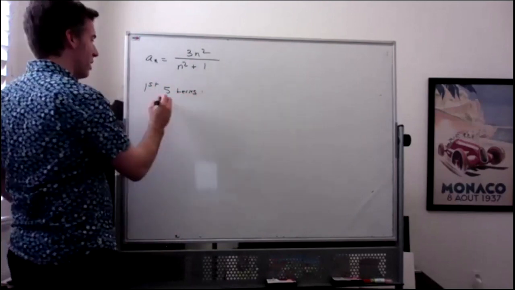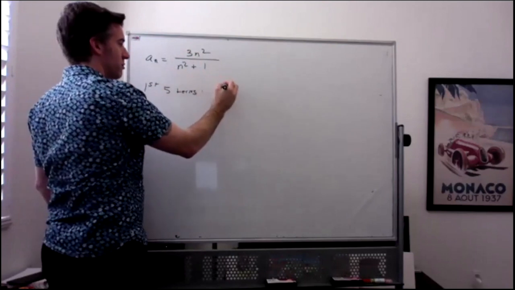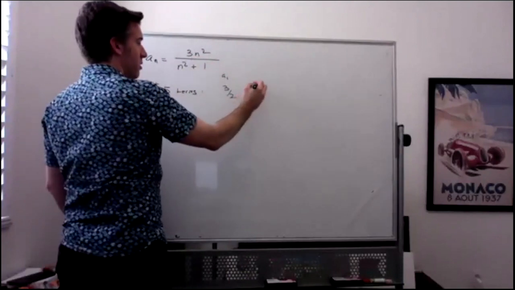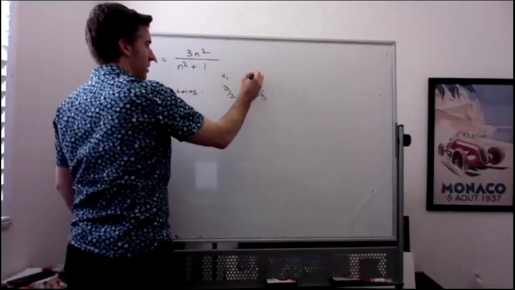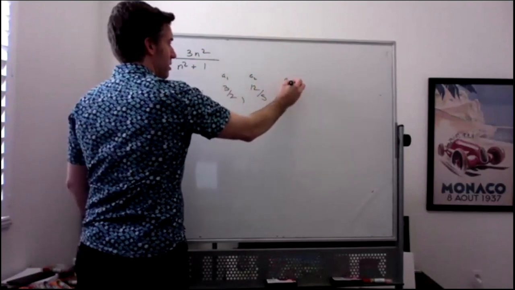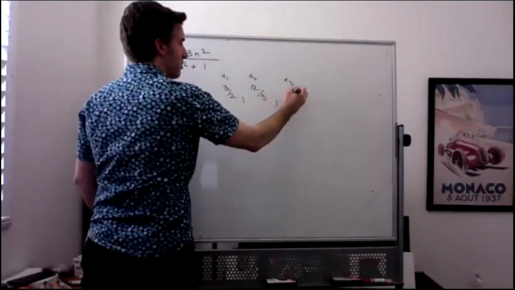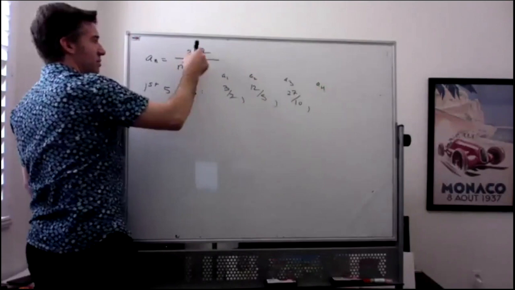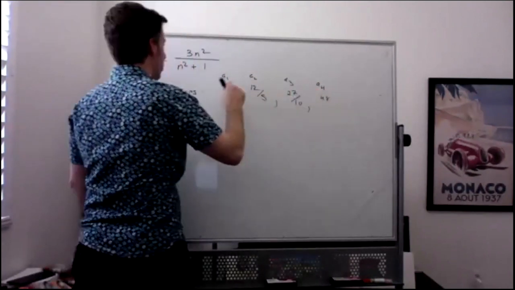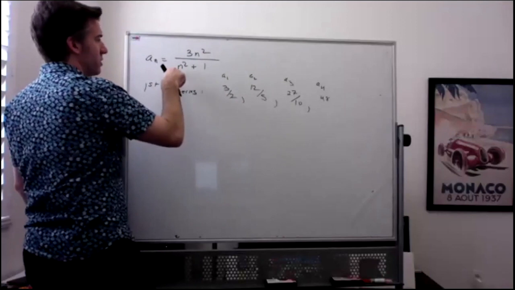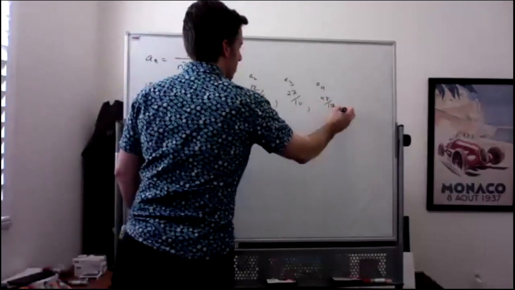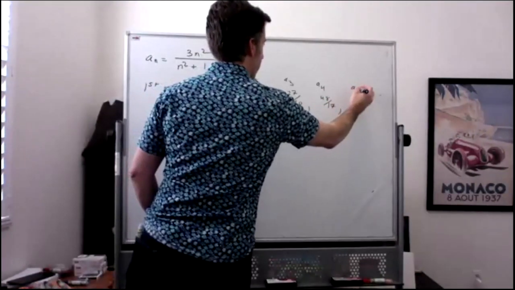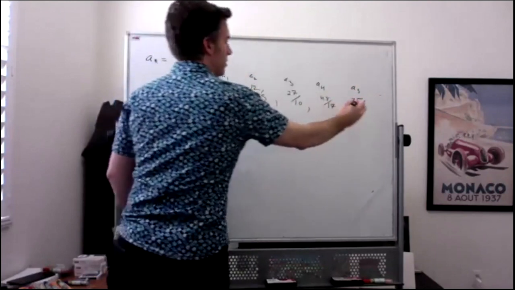Like if I plug in 1, I'm going to get 3 over 1 plus 1. That's a1. If I plug in 2, 3 times 4 is 12 over 4 plus 1 is 5. That's my a2. If I plug in 3, 3 times 9 is 27 over 9 plus 1 is 10. I plug in 4. 3 times 16 is 48 over 16 plus 1 is 17. And finally, plugging in 5, 3 times 25 is 75 over 25 plus 1, which is 26.